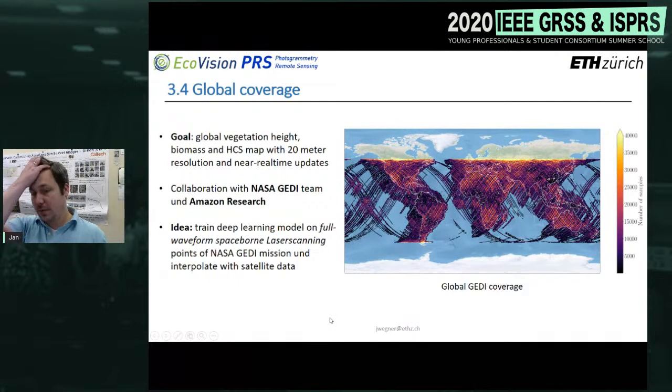Yes, and now we are working on scaling this globally, because you can imagine for deep nets, you always need ground truth and reference data to train your models. And that was a big issue. And we thought, okay, how can we get around this? And then we got to know the NASA GEDI campaign, a campaign where they put a full waveform laser scanner on the International Space Station. It's a full waveform instrument meant for vegetation height, so canopy height mapping and biomass estimation.